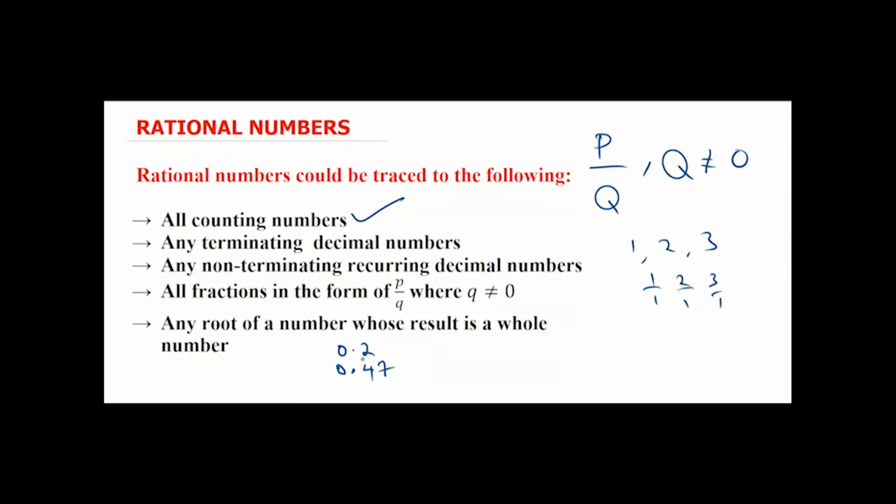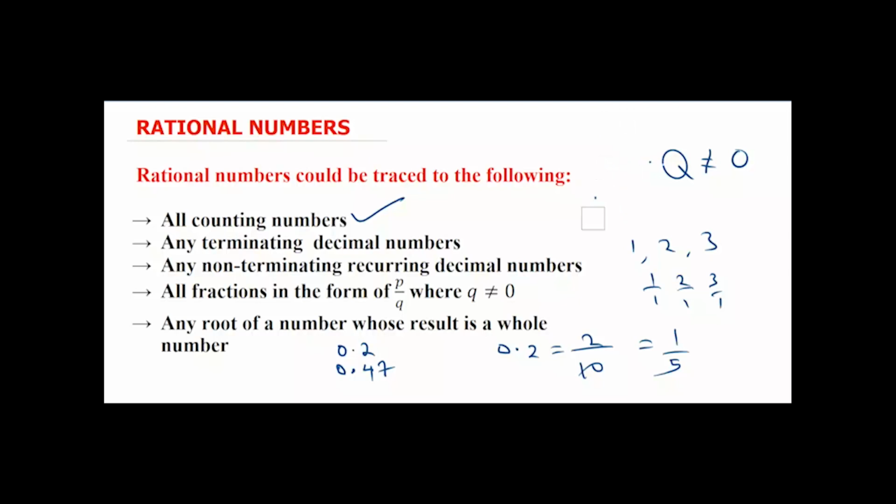So if you have any one of these, yes, you could write them as a fraction in form of P over Q, and for that reason they are rational numbers. Let me show you. 0.2 as a decimal fraction, it will be 2 over 10, which is the same thing as 1 over 5. So that means 0.2 is a rational number. Then any non-terminating but recurring decimal numbers.